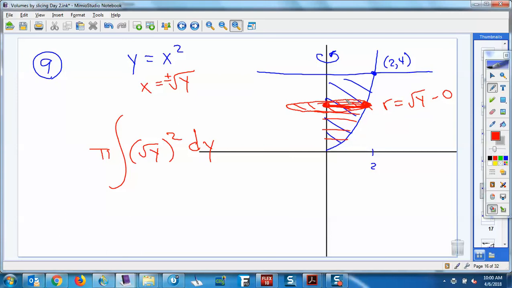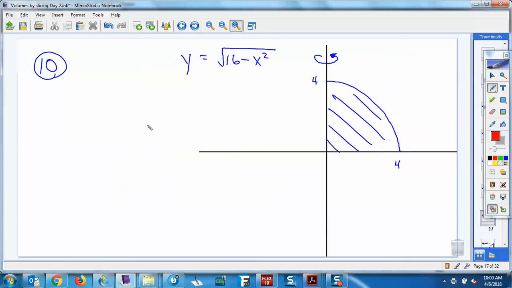Strips go from 0 to 4. Just like that. Okay? And the answer on that one is 8 pi. And the last one, again, we're revolving around this, so we're going to go this way. Here's our slice like that. It's a circle. The radius is this y value.